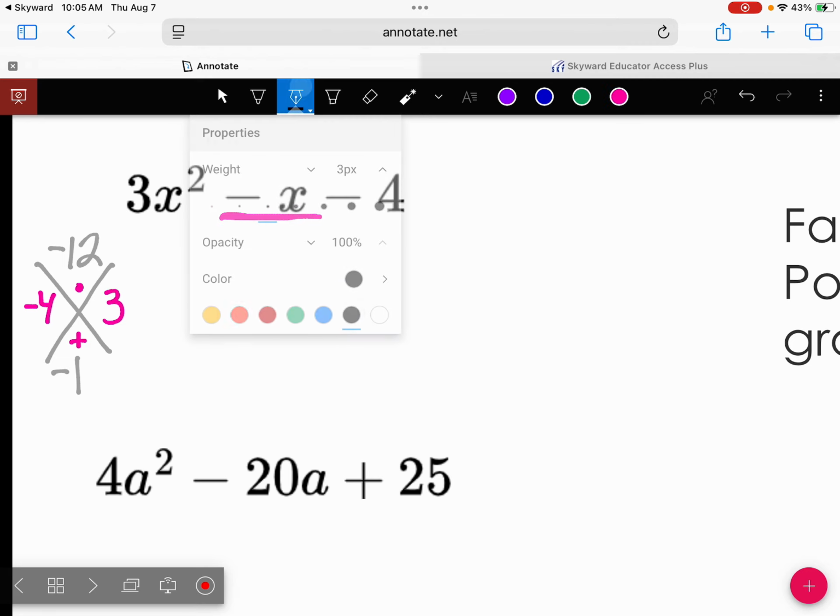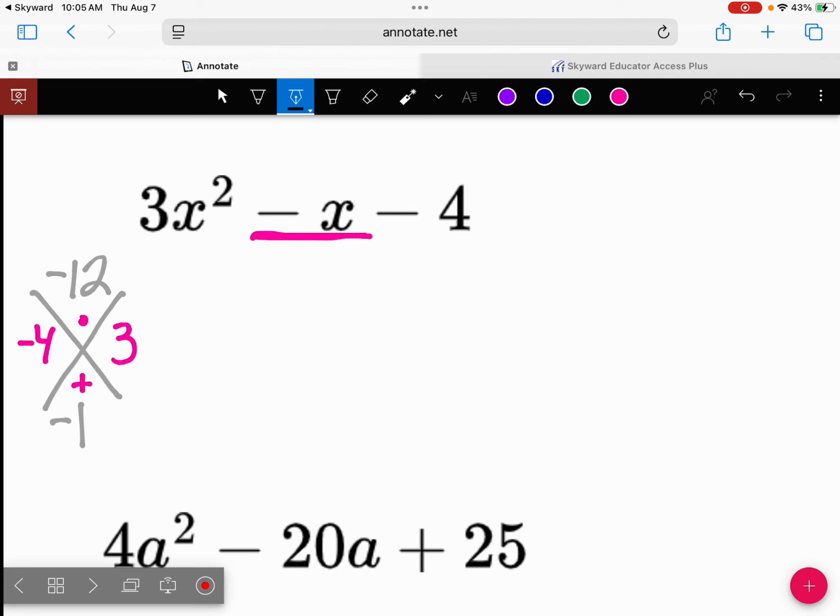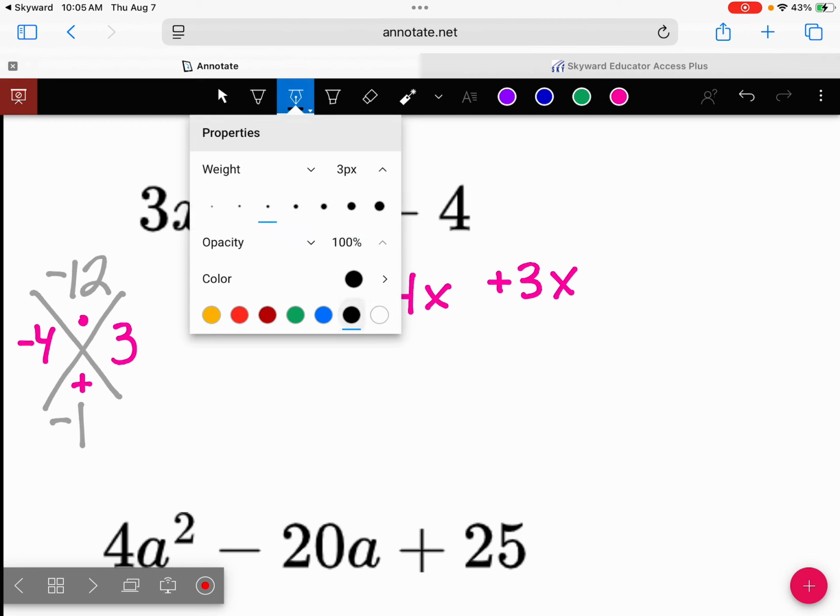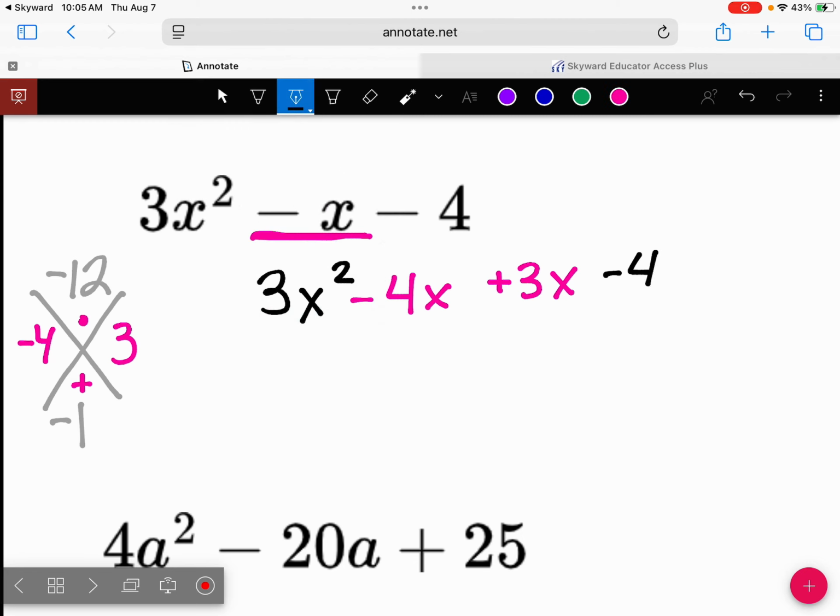So this is 100% the same thing as if I wrote 3x squared minus 4x plus 3x minus 4. It still means the same thing. I didn't change my equation or my expression. I just changed how it looked. If I combine those terms back together, I would 100% have what we had at the top.